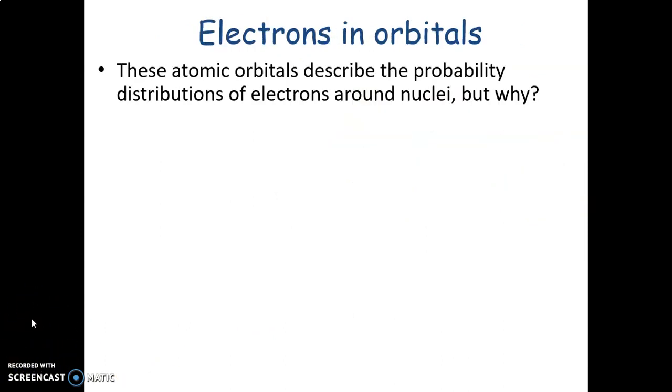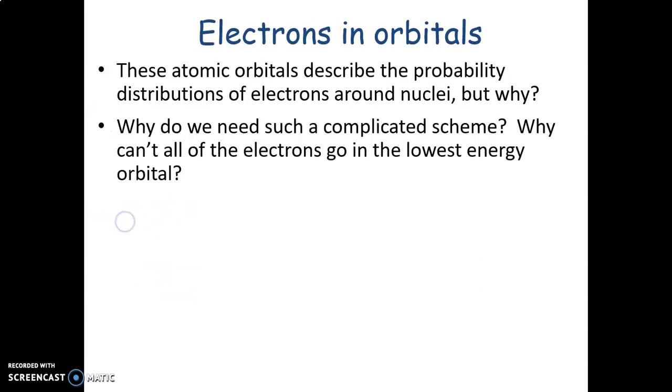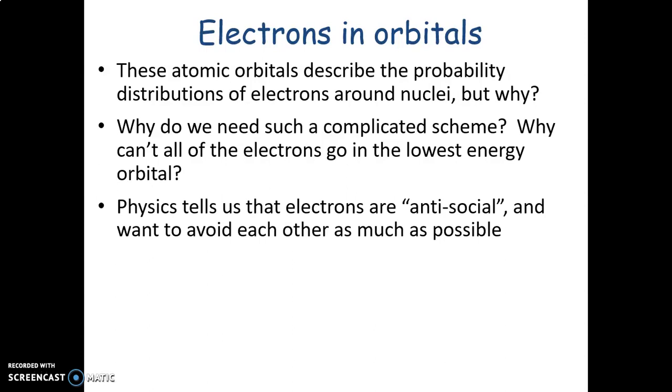Okay, so we've now talked about the atomic orbitals describing the probability distributions of electrons around the nucleus, but you might wonder why we need such a complicated scheme. Why can't you just keep putting electrons in the lowest energy orbital? Why can there only be 2 electrons in each orbital? Well, physics tells us that electrons are antisocial and they avoid each other as much as possible.